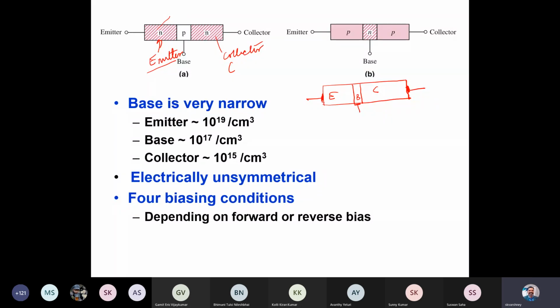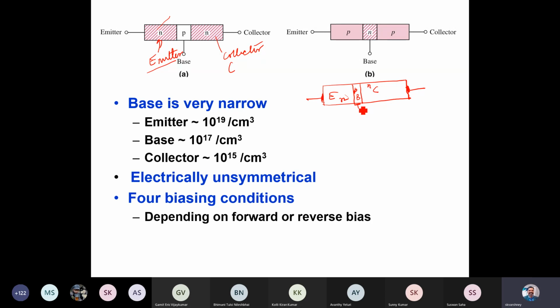The name suggests it: we call this an emitter because it supplies and injects the charge carriers. If this is an NPN type, since it's N-type semiconductor, it's heavily doped. So the majority charge here is electrons, and basically it supplies the electrons. The collector is going to collect all the electrons passing through this region, right?